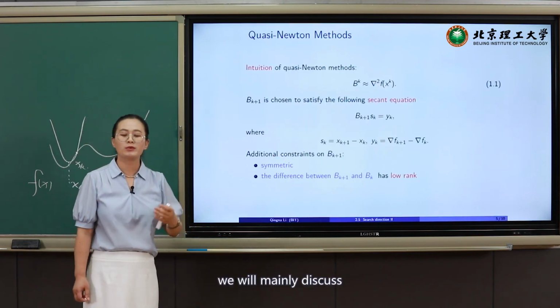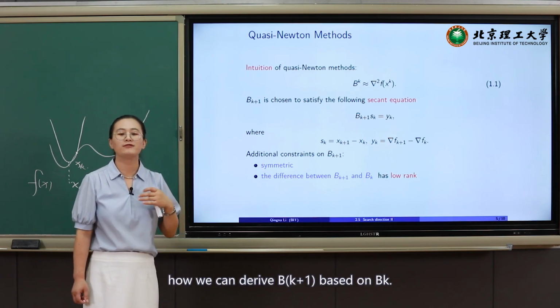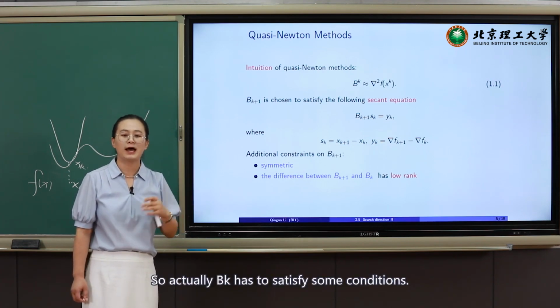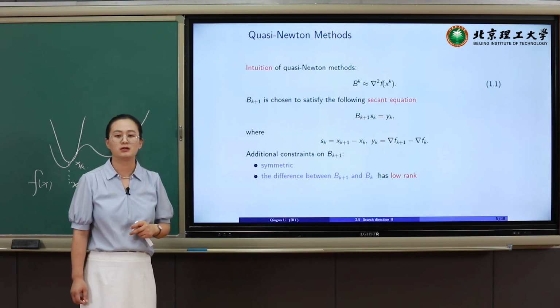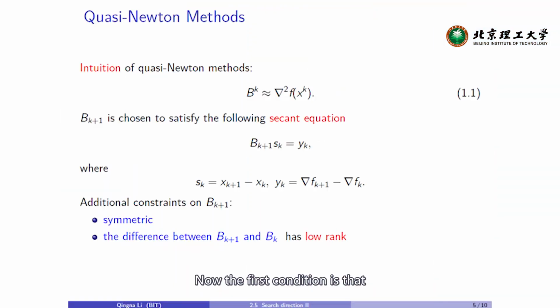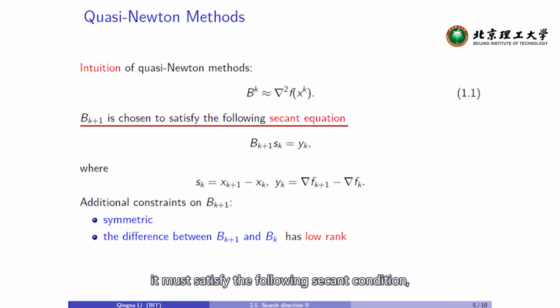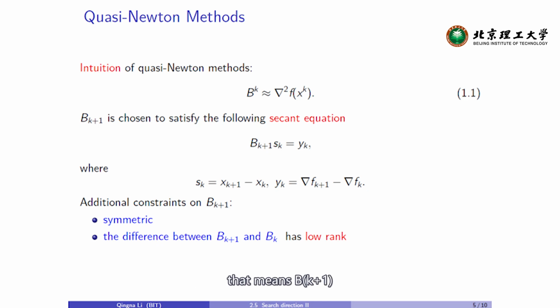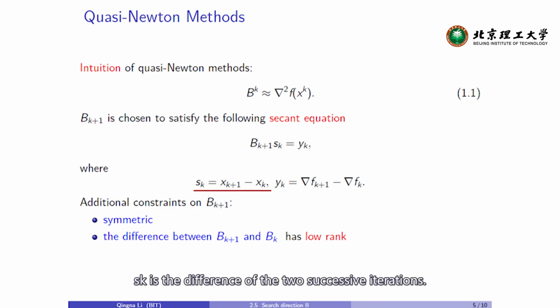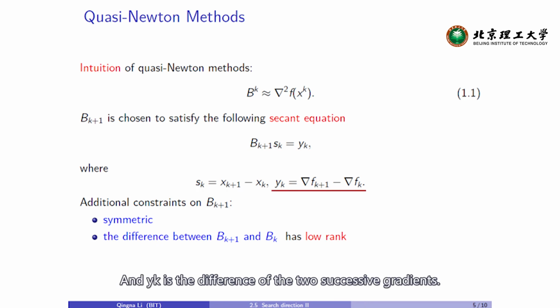In this page, we will mainly discuss how we can derive B_{k+1} based on B_k. Actually, B_{k+1} has to satisfy some conditions. The first condition is that it must satisfy the following secant condition. That means B_{k+1} in the s_k direction will be the same as y_k. So what is s_k? s_k is the difference of the two successive iterations, and y_k is the difference of the two successive gradients.